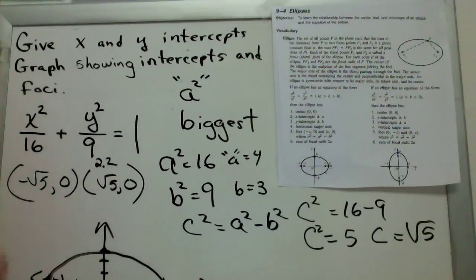And now I can sketch in my ellipse, and I need to label the foci. So root 7 is 2.6, so about there. We'll call this one F1, and minus 2.6, we'll call this one F2.